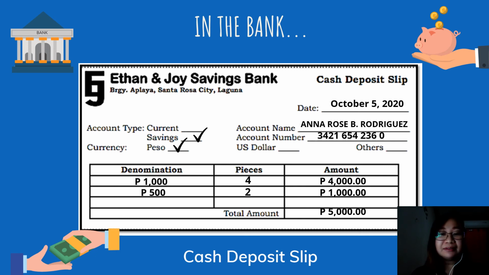For the amount, I will just multiply them or add them. So, I have for 1,000 bills equals 4,000. And I have 2 500 bills equals 1,000. The total amount that I will put in my bank account is 5,000 pesos.